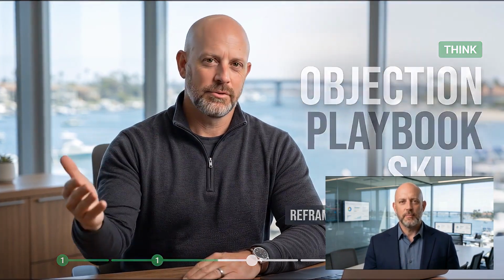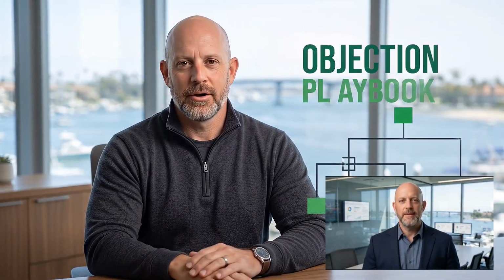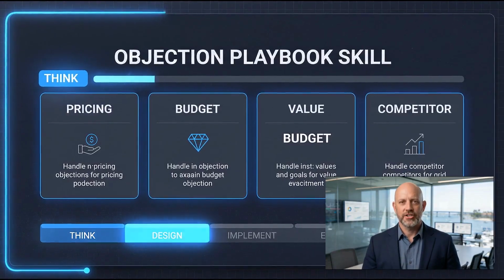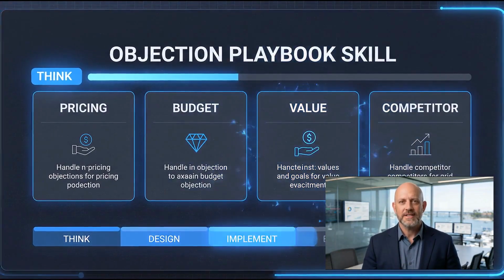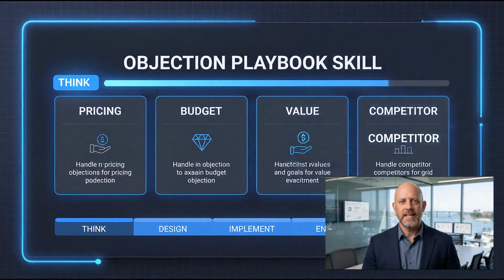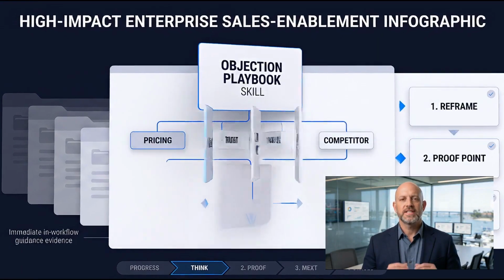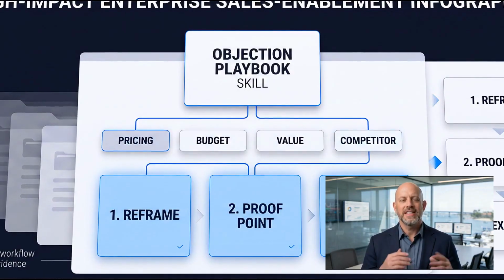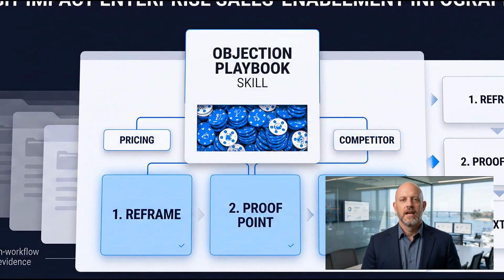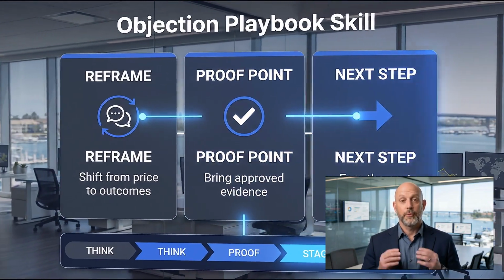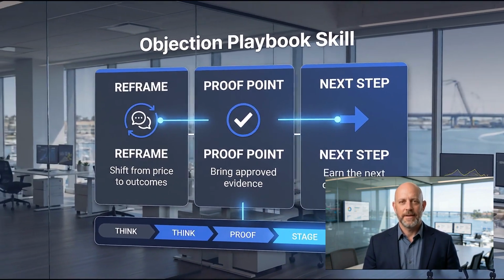So the skill I am building is called the Objection Playbook Skill. Its job is focused. Pricing objections, budget objections, value objections, and competitor objections. No encyclopedic sales assistant, just a fast, structured response that helps the rep earn the next conversation. The format is 3 parts: reframe, proof point, next step.